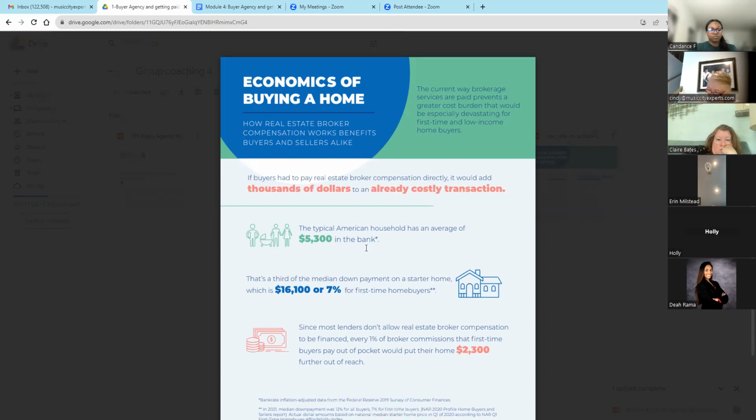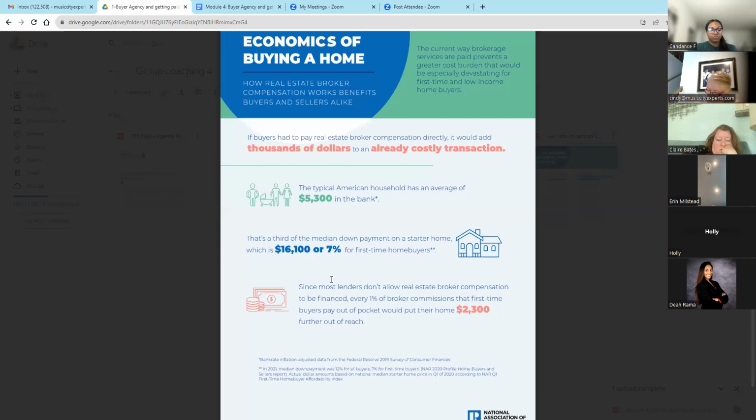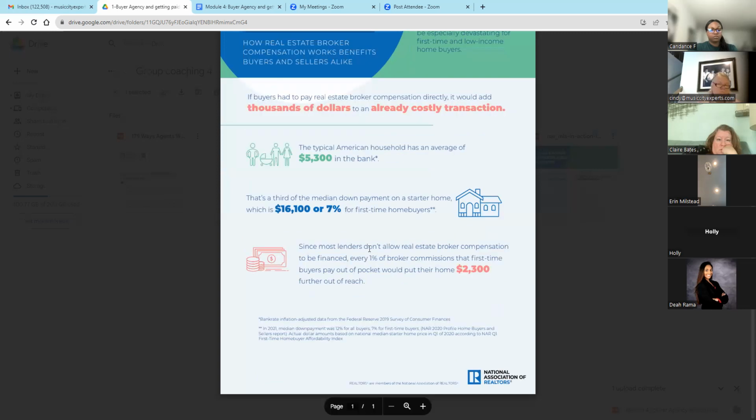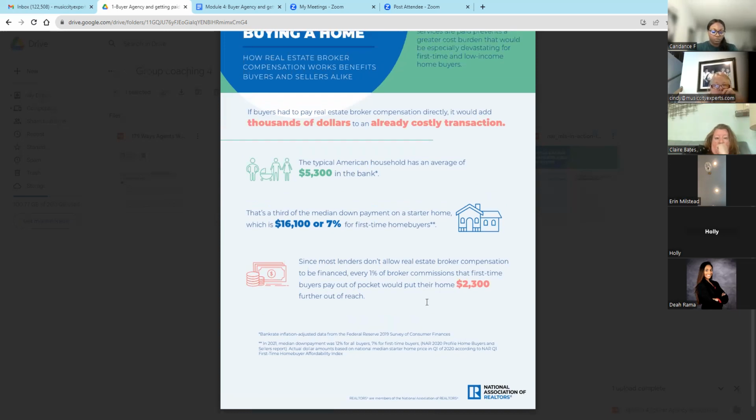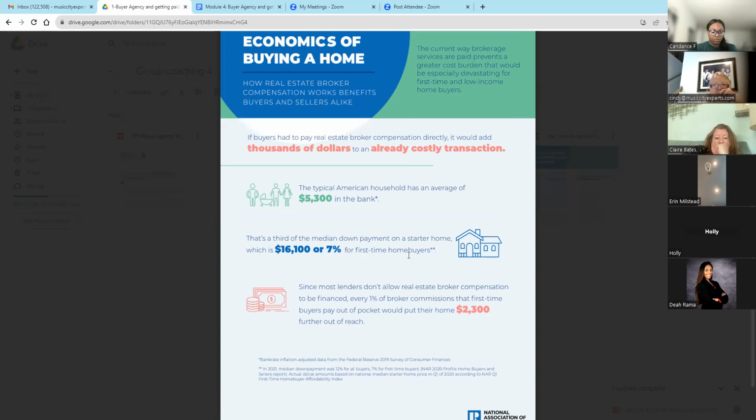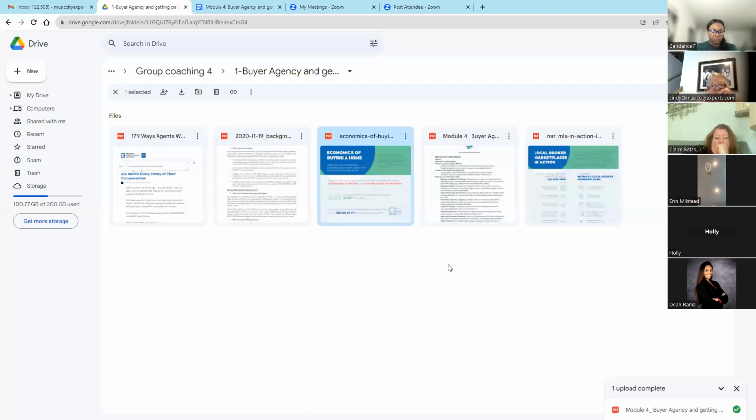It was basically trying to show people what the median down payment is, and that most lenders don't allow our compensation to be financed. So it's trying to show people that this lawsuit might make it harder for people to get representation if they don't have the money. They're trying to encourage them not to change the way we get paid, because a lot of consumers will not have access to the money they would need in order to pay our fee.